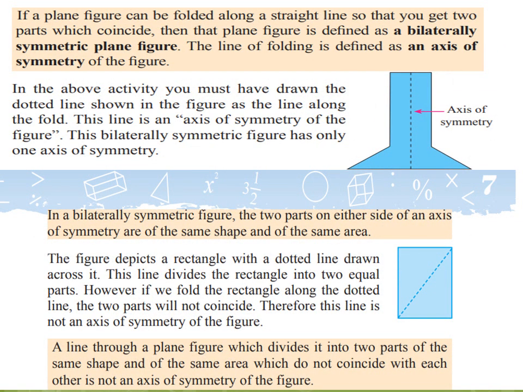If a plane figure can be folded along a straight line so that you get two equal parts which coincide, then that plane figure is defined as a bilateral symmetric plane figure. The line of folding is defined as an axis of symmetry of the figure. In the above activity, you must have drawn the dotted line shown in the figure as the line along the fold. This line is an axis of symmetry of the figure. This bilateral symmetric figure has only one axis of symmetry.